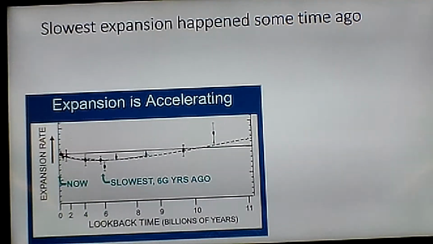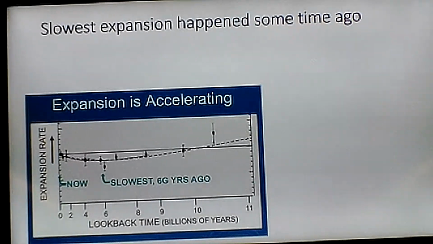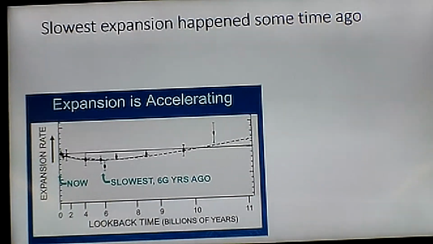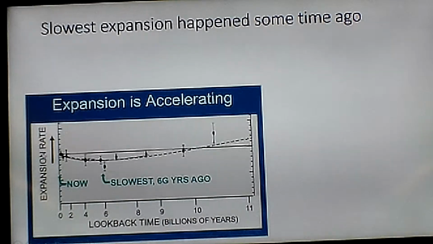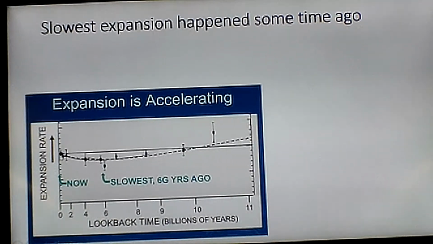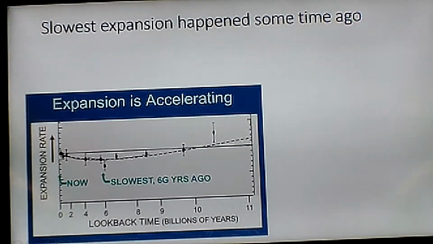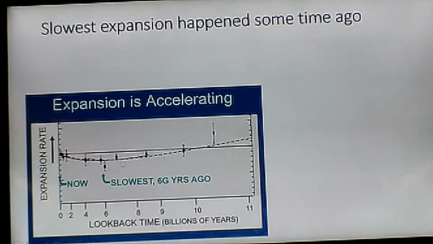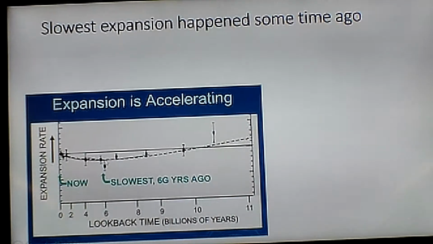Now, here's a drawing. I have to show it to you two ways because of the way the artist created this. This shows the expansion rate of the universe. Right now, it's a certain value. In the recent past, the universe was expanding slower than it is now. And this number is lower than this number. And in the very early universe, it was higher than it is now.